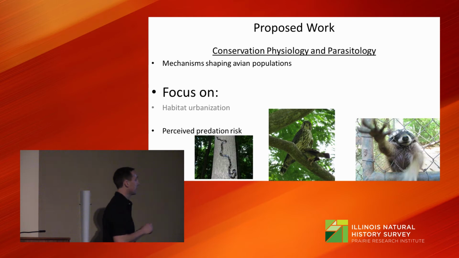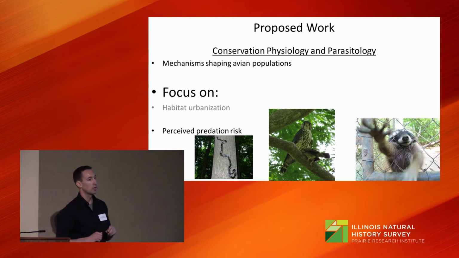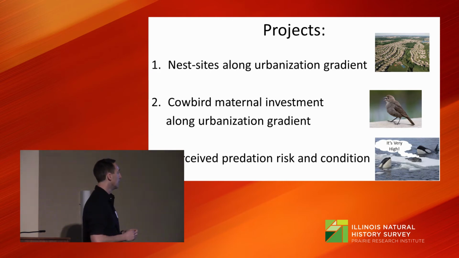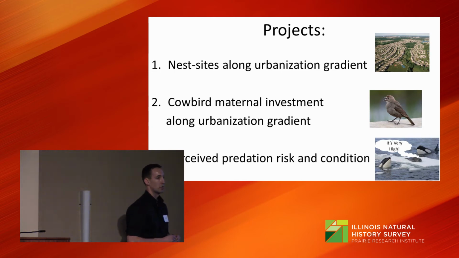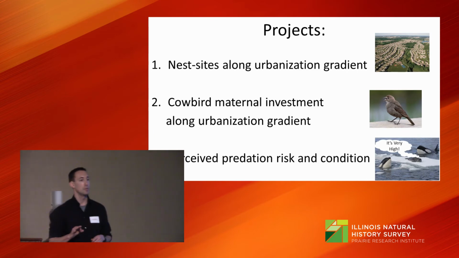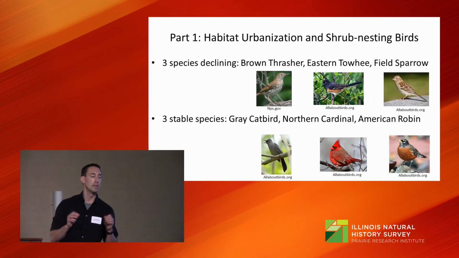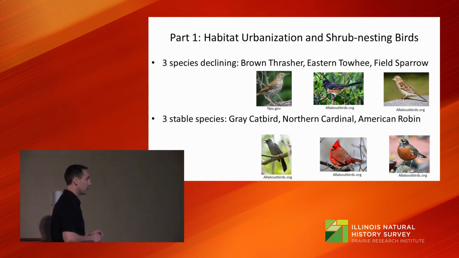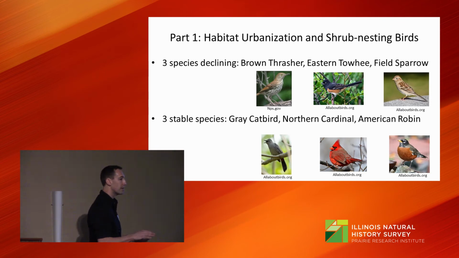Now, the three main projects are going to be assessing the physiological consequences of nest site location along this urbanization gradient, looking at maternal investment strategies along this gradient in cowbirds, and manipulating perceived predation risk as well. Now, for the first project, I'm going to be looking at 6 species of shrub nesting birds that all breed in the same habitat. And 3 of these species are declining, and 3 of them are stable. And I'm interested in mechanisms underlying these differences between these species.